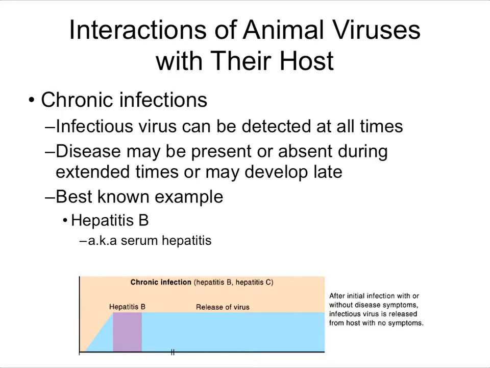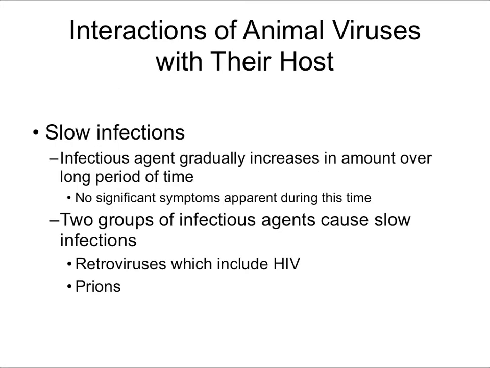You're constantly producing virus. This is contrasted with the third mode, slow infections. The classic slow infection is HIV. With HIV, you get infected. There might actually be a brief spike very early on of virus production. We're looking at the amount of virus present in the blood here. But then it goes away.